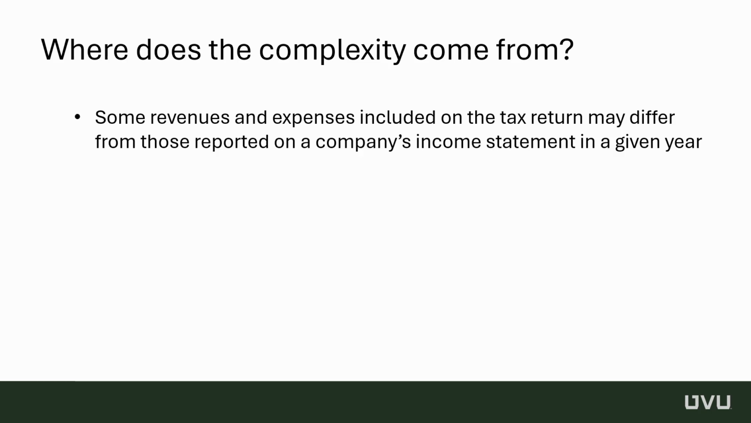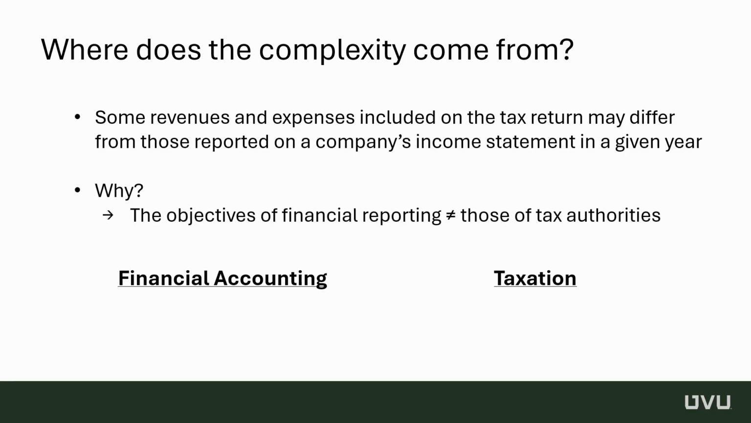So if we're asking ourselves why these numbers are different, it all comes down to the differing objectives of financial reporting and tax authorities. And you should already know the objective of financial reporting. We've covered it several times throughout the course. Going back to the conceptual framework, the objective of financial accounting is to provide decision-useful information to providers of capital. We're trying to provide them with information that accurately captures economic reality and is relevant to their investment decisions. When we design financial reporting standards, we keep this objective paramount in our minds.